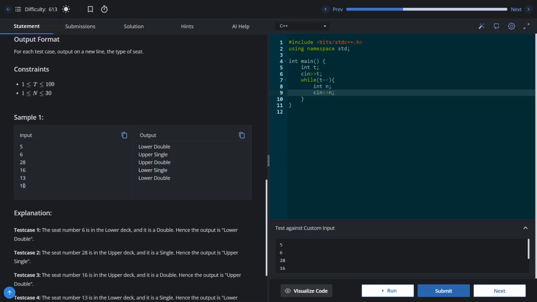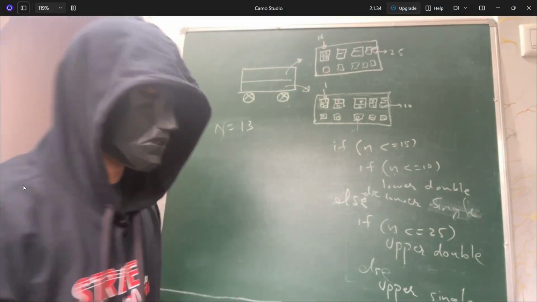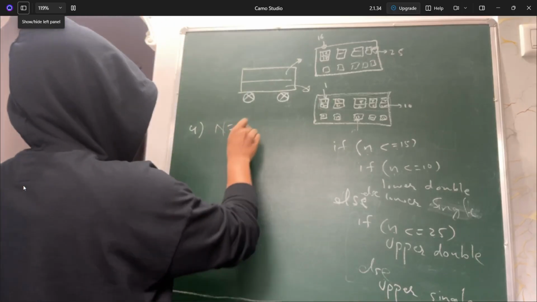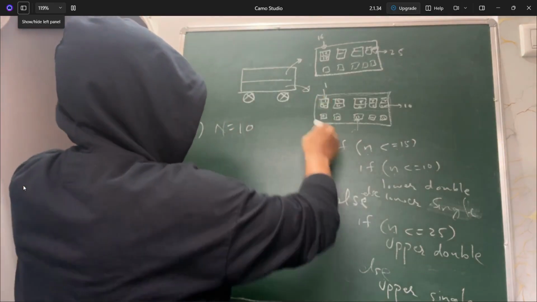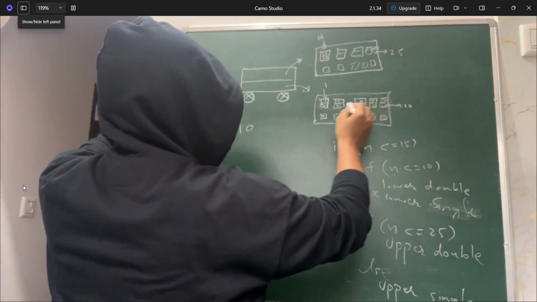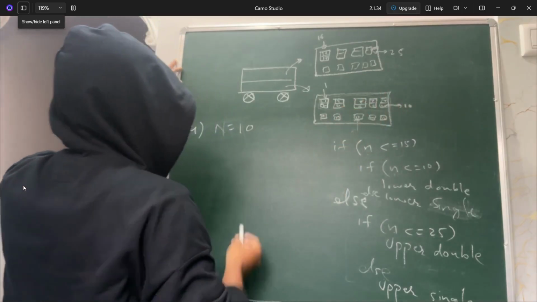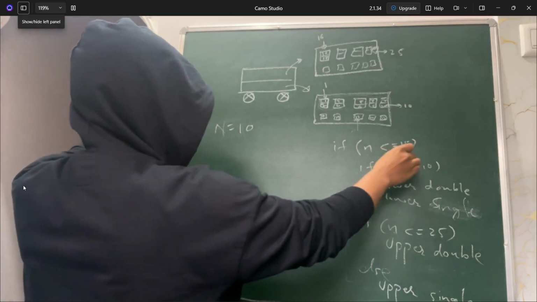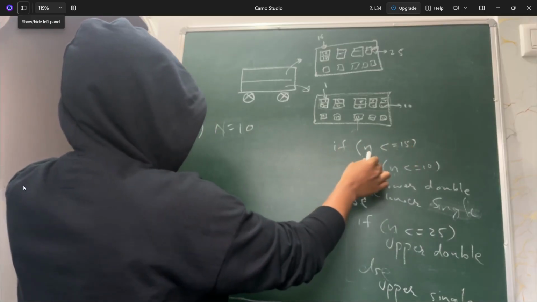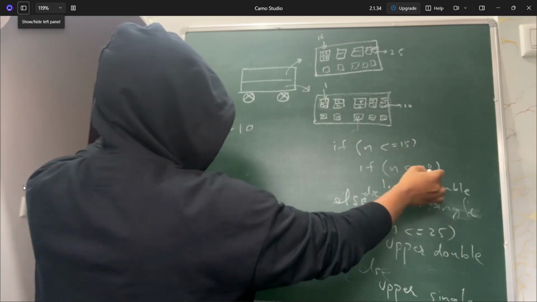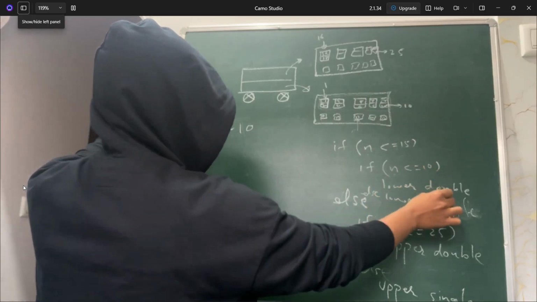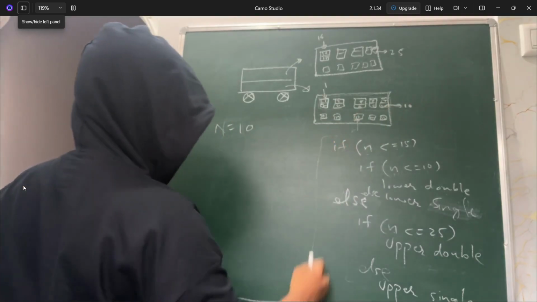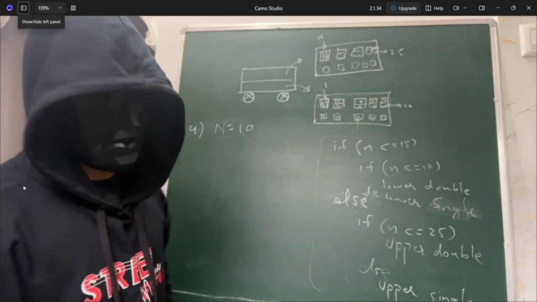Now let's consider the fifth example, where n is 10. So they have given n as 10. From the diagram, if you see, it is in the lower deck double. So let's go through the code. If n is lesser than or equal to 15, yes, because n is 10 here. Now if n is lesser than or equal to 10, which is true, so it is lower double, which you can see clearly from the image also. So this is basically the pseudo code. Now I'll be coding it up.